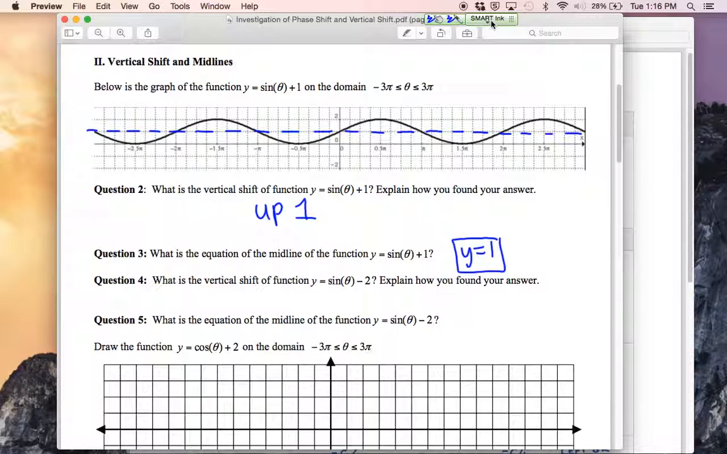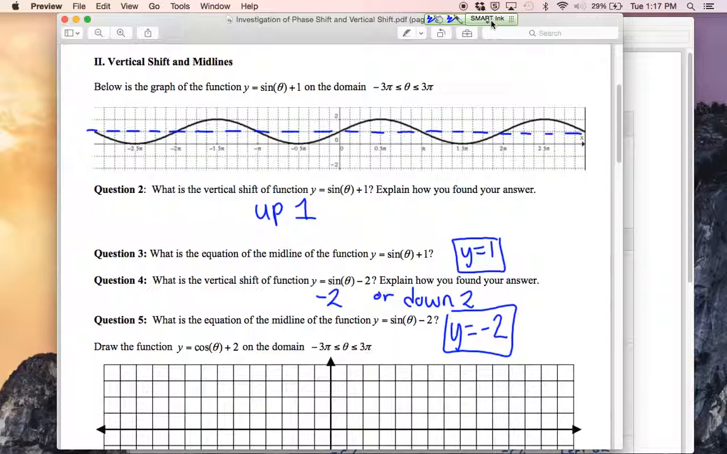So what is the vertical shift of this function? Well, that's going to be negative 2, or you can say down 2. This quantity outside causes it to shift up or shift down, and that should be familiar to you guys from Algebra 2. Remember when you add a number outside of those grouping symbols, it moves the function up or moves the function down. What is the equation of the midline? Okay, the equation is going to be y equals negative 2.